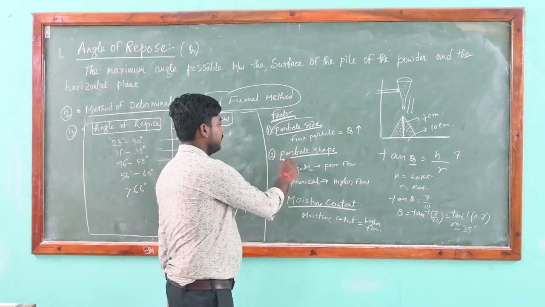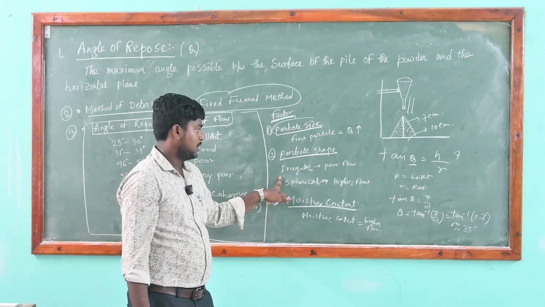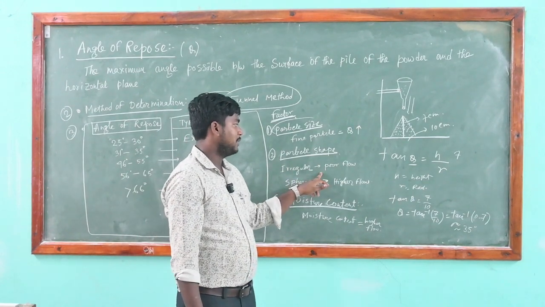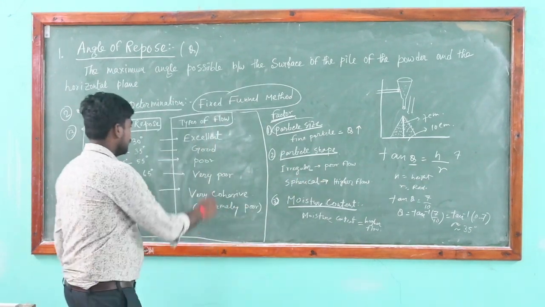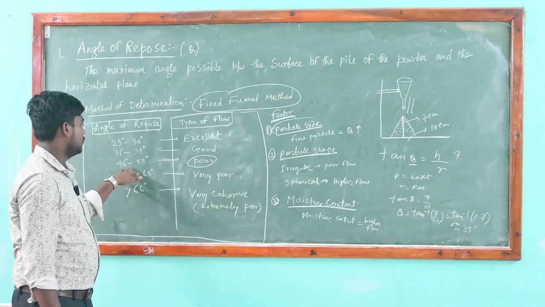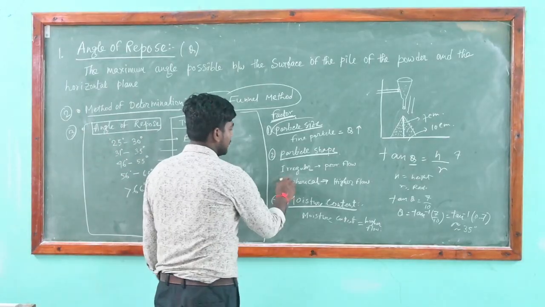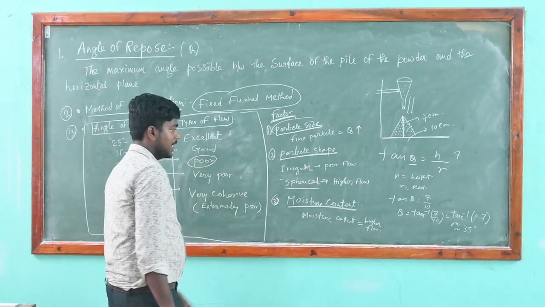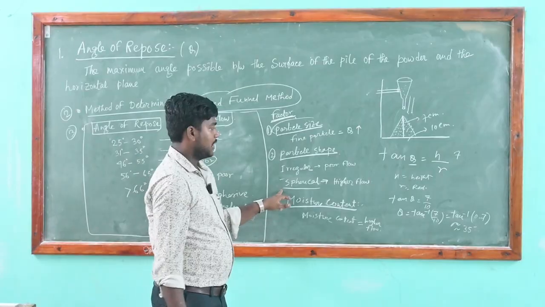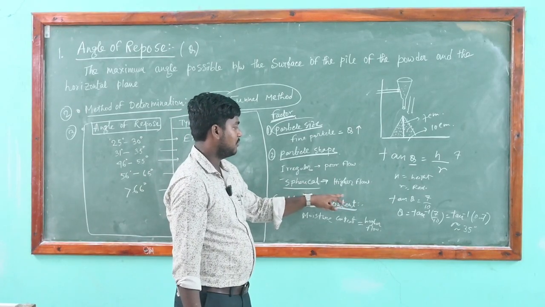Second, particle shape. If the particle is irregular in shape, then the flow property is very poor. Here we can say that for poor flow property, the angle of repose lies between 46 to 55 degrees. If the powder is spherical in shape, then the angle of repose is very low, and it is considered to have a higher flow property. It is very good for pharmaceutical formulation.